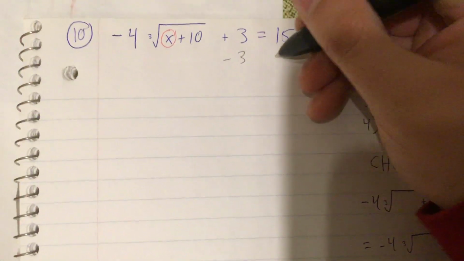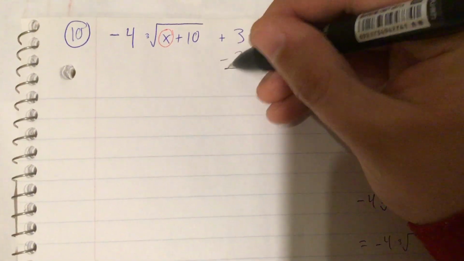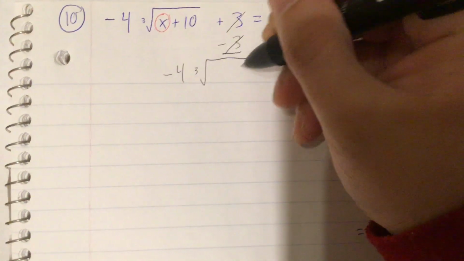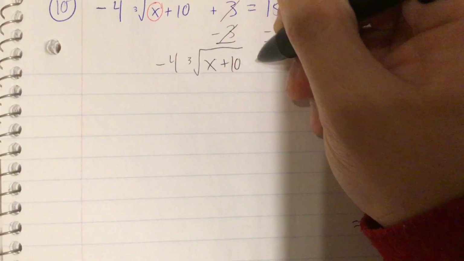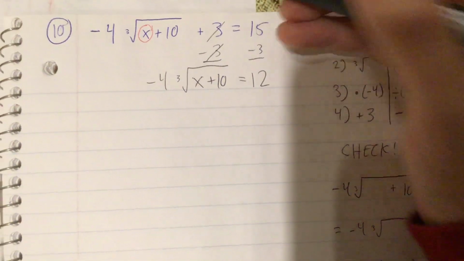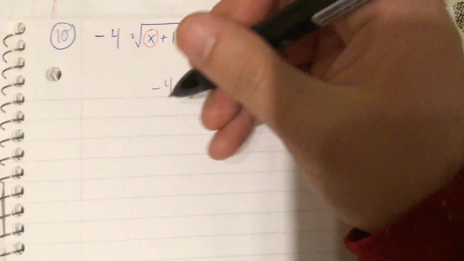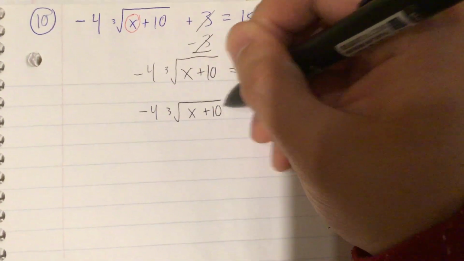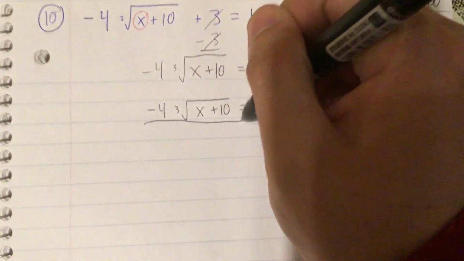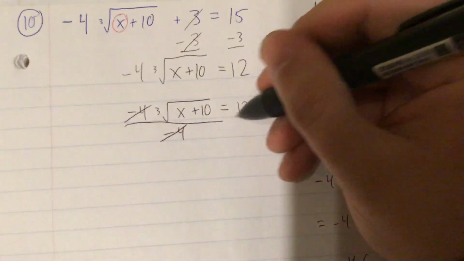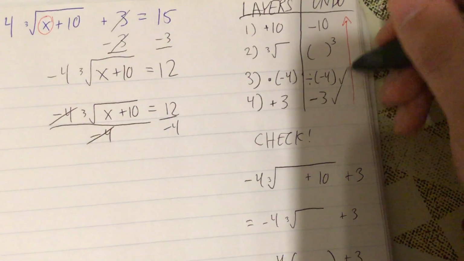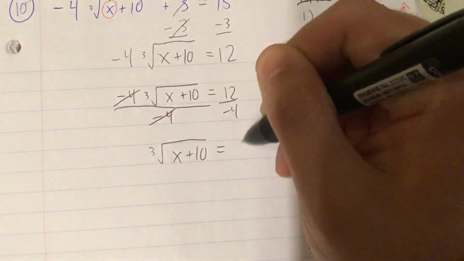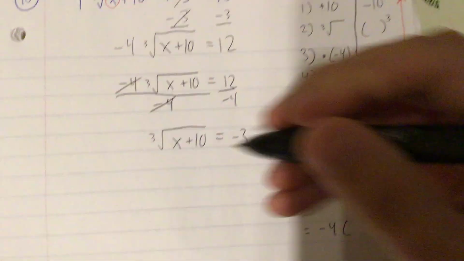So minus 3 on both sides. That means it's negative 4 cube root of x plus 10 is equal to 12. Then I'm going to divide both sides of the equation by negative 4. That clears off these two layers. Now I've got the cube root of x plus 10. 12 divided by negative 4 is negative 3.